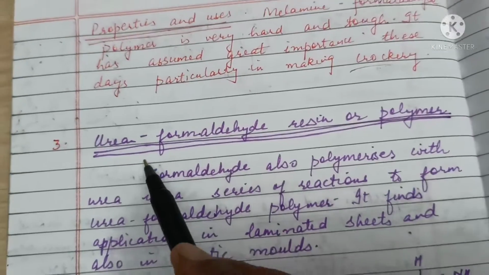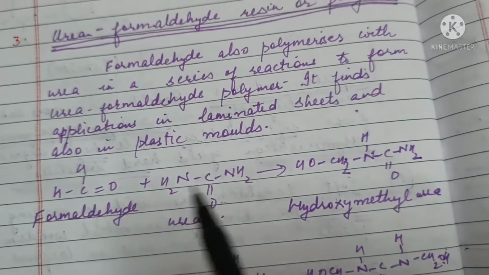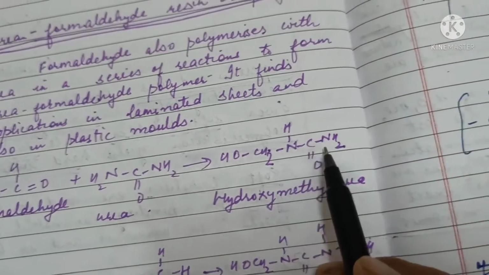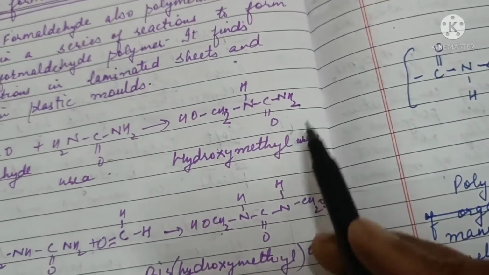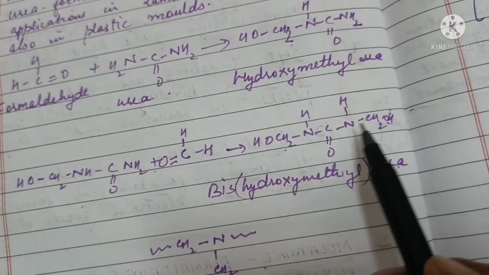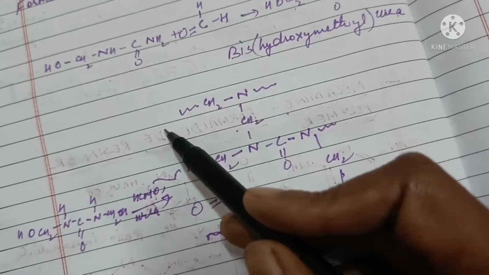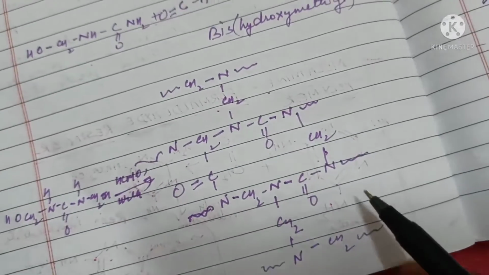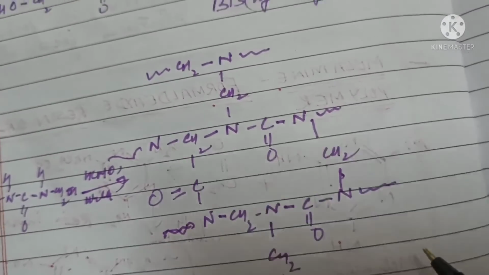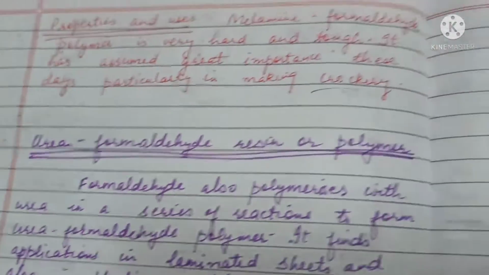Then third polymer is urea formaldehyde. So urea and formaldehyde, when combined, will form this CH2OH linkage on one side of NH, and then secondly another side will also get converted to CH2OH. Now this will act as a monomer, and when it's polymerized, it forms linkages in different directions to form a cross-linked polymer known as urea formaldehyde resin. So it's used in laminated sheets and also in plastic molds.